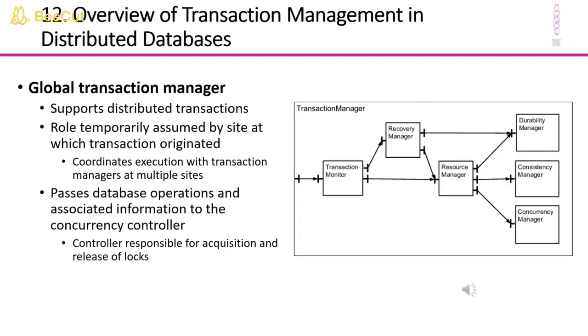Global Transaction Manager supports distributed transactions. Role temporarily assumed by site at which transaction originated. Coordinates execution with transaction managers at multiple sites. Passes database operations and associated information to the concurrency controller. Controller responsible for acquisition and release of locks.